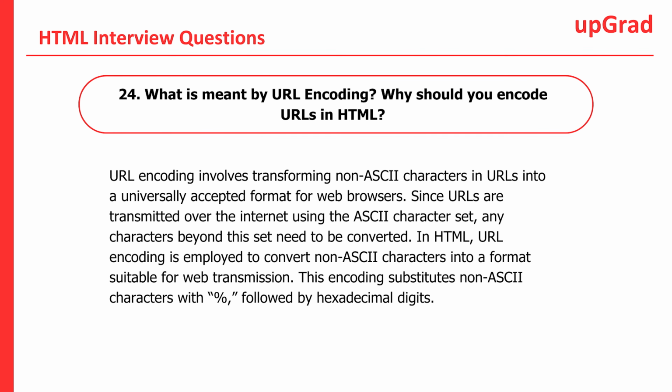Since URLs are transmitted over the internet using the ASCII character set, any characters beyond this set need to be converted. In HTML, URL encoding is employed to convert non-ASCII characters into a format suitable for web transmission. This encoding substitutes non-ASCII characters with a percentage sign followed by hexadecimal digits.